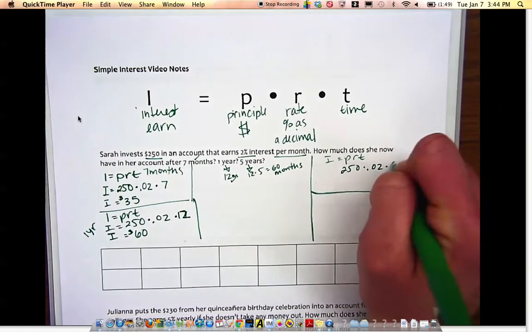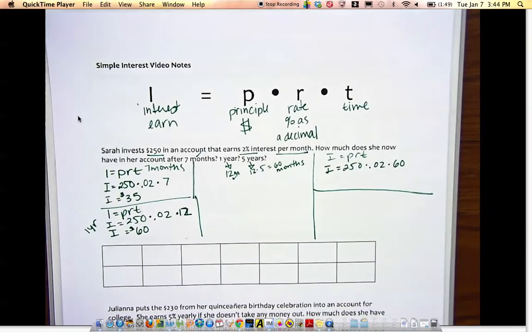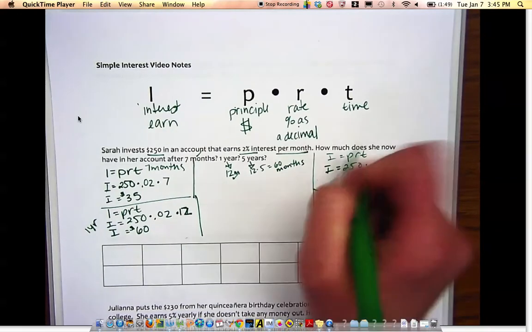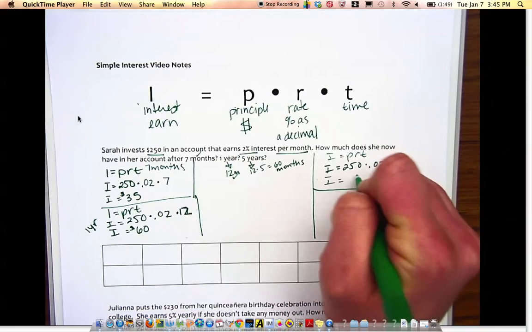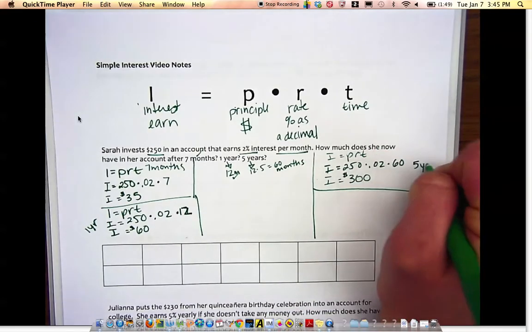60 months now, which is 5 years, because that's what the problem is asking us. I plug that into my calculator, and I get $300. So this was the 5 years.